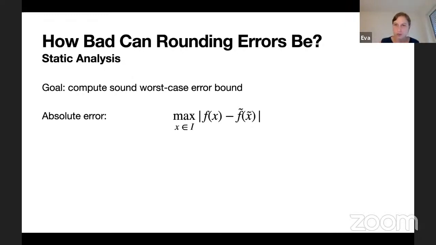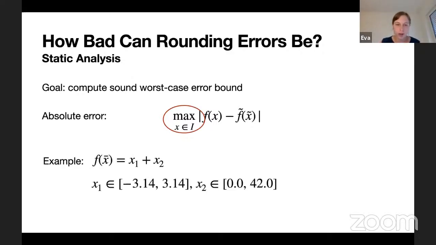We want this error bound to be sound, so it is a guaranteed error bound, so that no actual rounding error in practice can be bigger than whatever we compute. Now we're going to focus on the absolute error here. And as I said, we're going to maximize this quantity for a set of inputs. For example, for our addition, we may say we're interested in inputs between roughly minus pi and 0 and 42. What these bounds are again depends on the application. So for example, if you have an embedded system, then you may know the range of your possible inputs that may come from sensors, and that would be the bounds that you would input here.